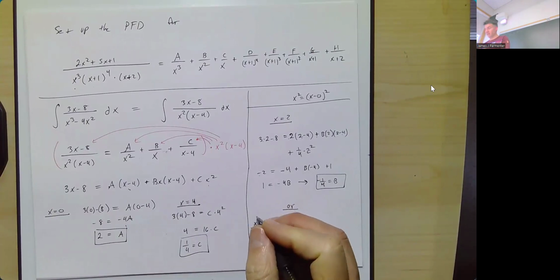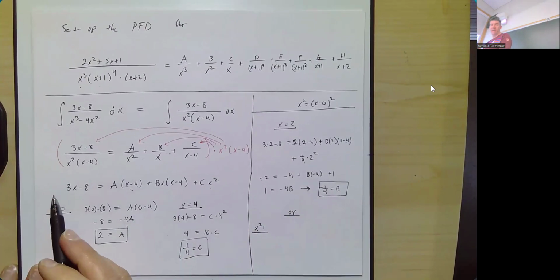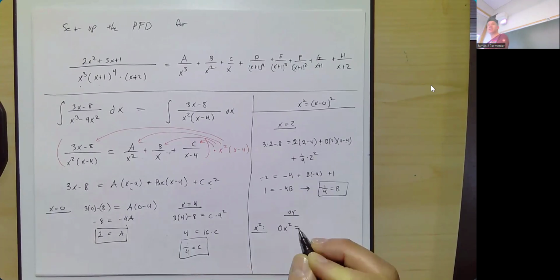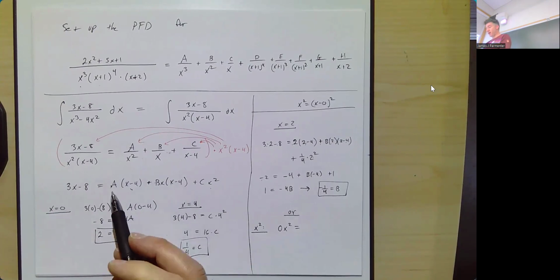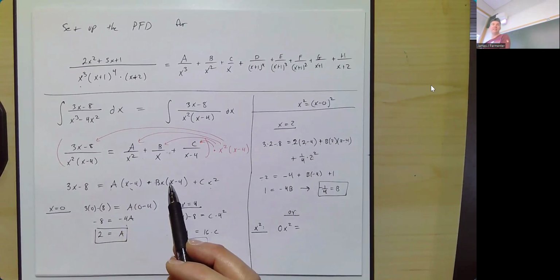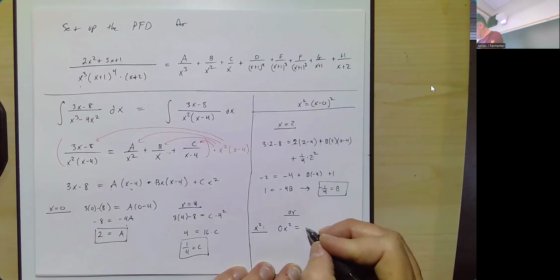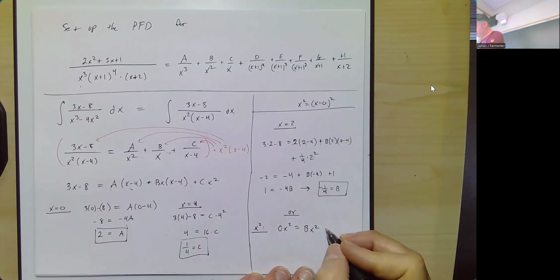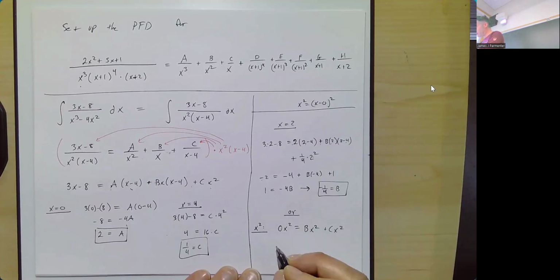It's going to sound kind of like a silly question, but how much x squared do we have on the left side of this equation? None. So on the left-hand side, you have 0x squared. On the right-hand side, if I multiply this out, I would have a times x and a times negative 4. I'd have b times x, which is b times x squared. And I would also have a c times x squared. Or in other words, 0 has to equal b plus c.